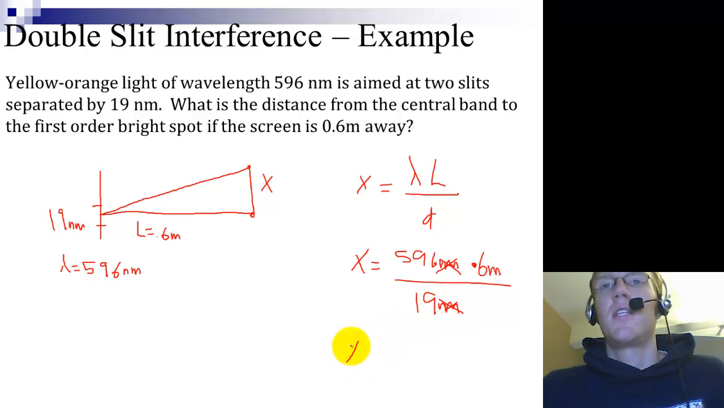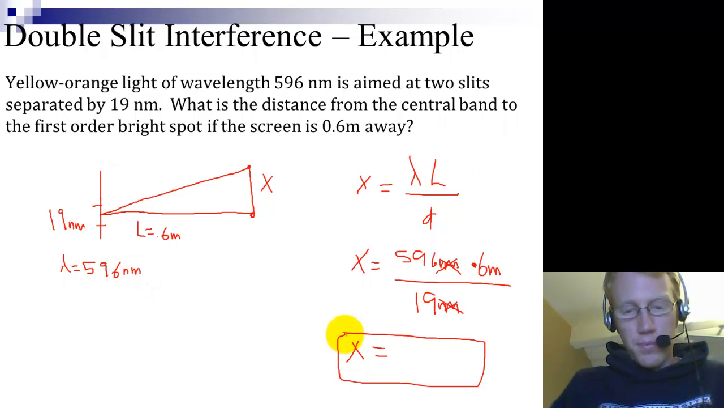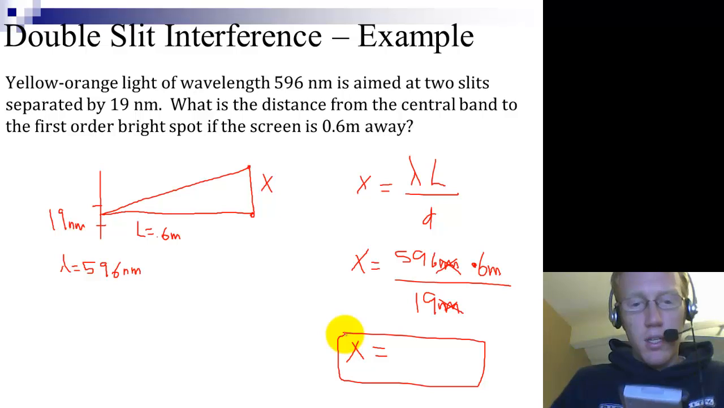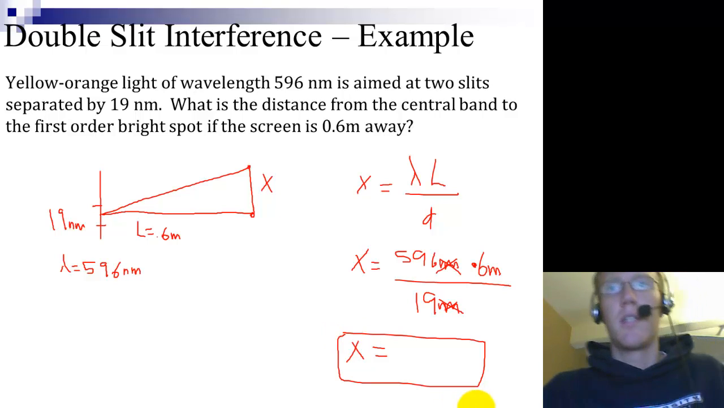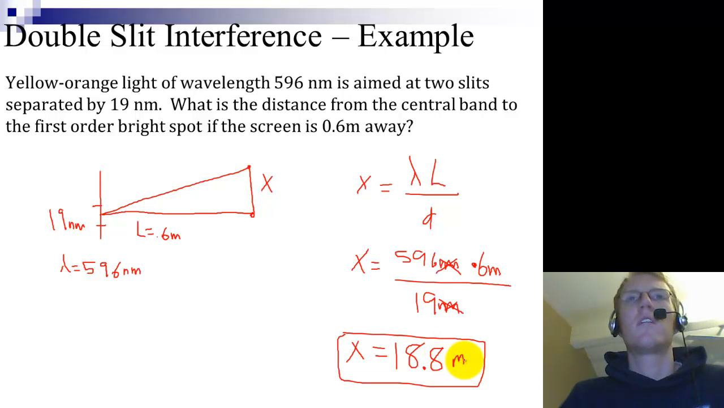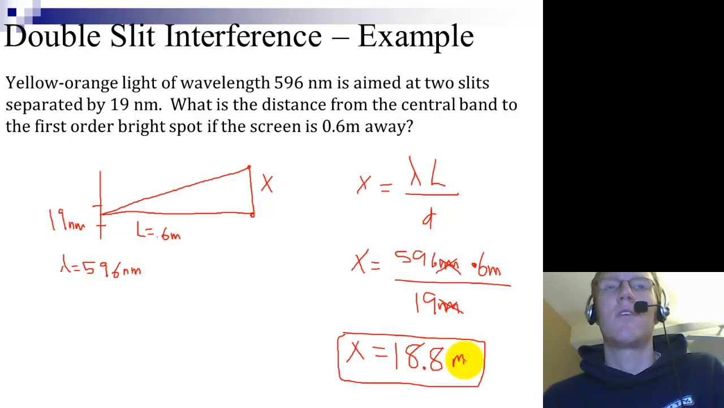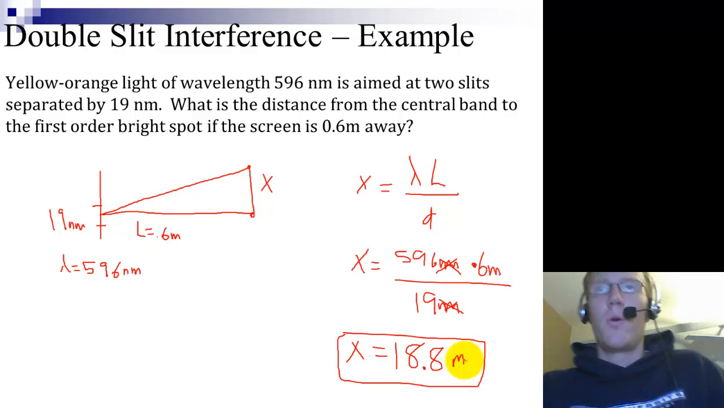Cancel, cancel. And so x equals, we can type this into our calculators, 596 times 0.6 divided by 19. It looks to me to be 18.8 meters. Okay, and clearly that is not right because x is supposed to be a lot smaller than L. And so clearly I must have done something wrong either with one of the formulas or with the calculation.